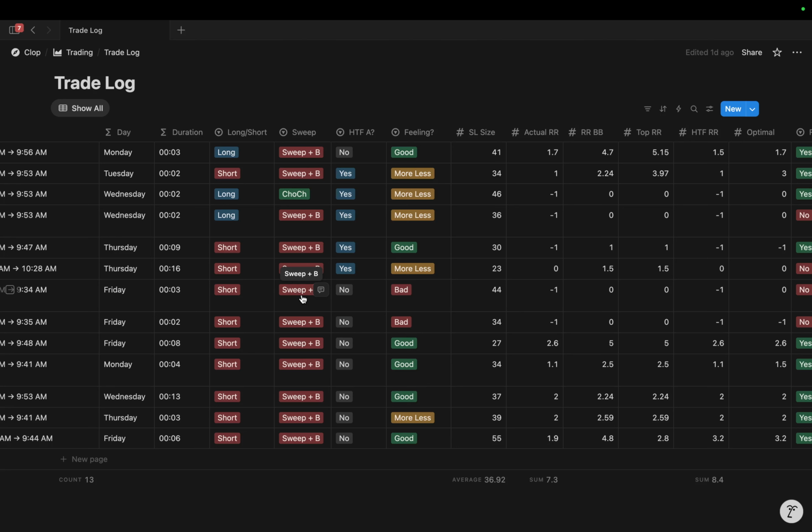Not because higher RR means it's better, right? Low RR, high win rate is better for psychology. Higher RR, lower win rate will give you sometimes way more RR for the month, right? You gotta choose. I choose lower RR, high win rate, pretty much.